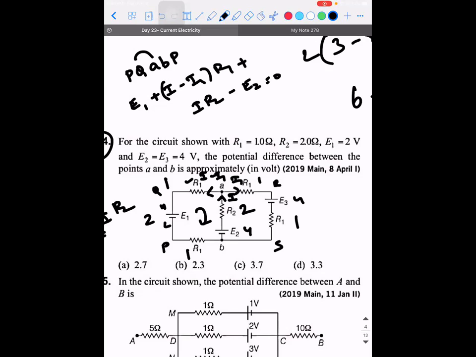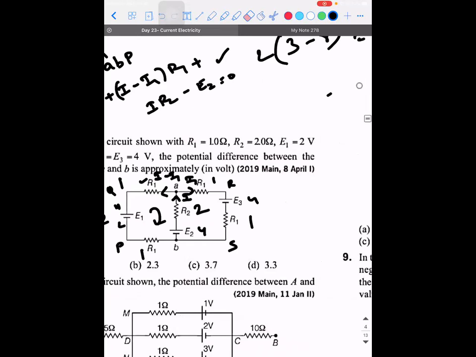Now you tell me, in all this, what are all the terms that you know? You know the values of E1, R1, R2, E2. Is this not a linear equation in two variables? Yes. Similarly, can you tell me another equation? So what is the loop you want to take? A, R, S, B, A. If you take that? Yes sir.